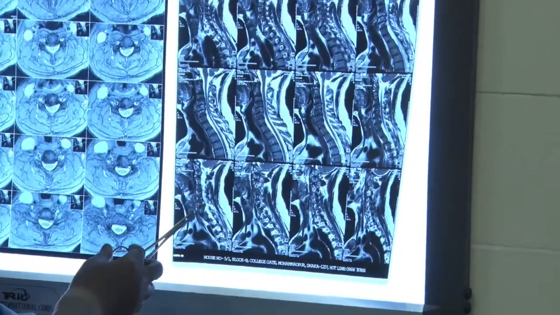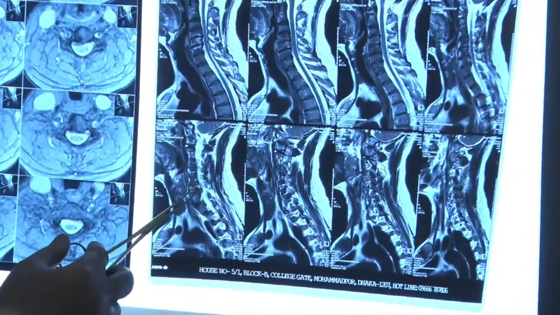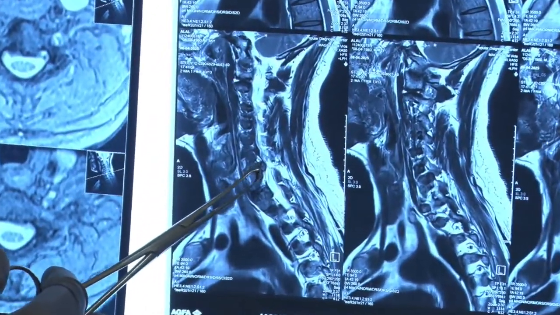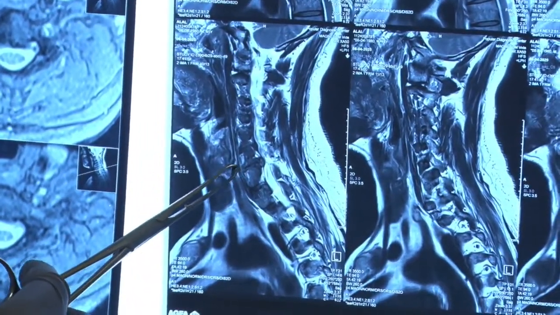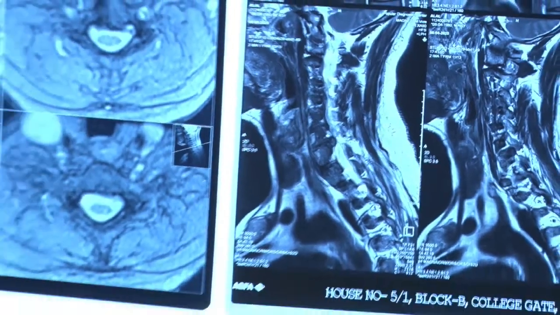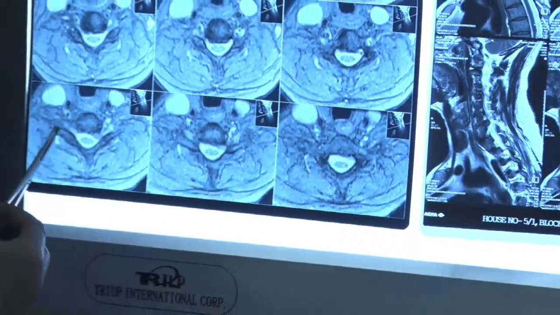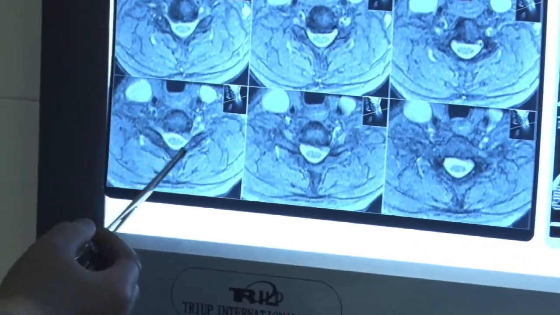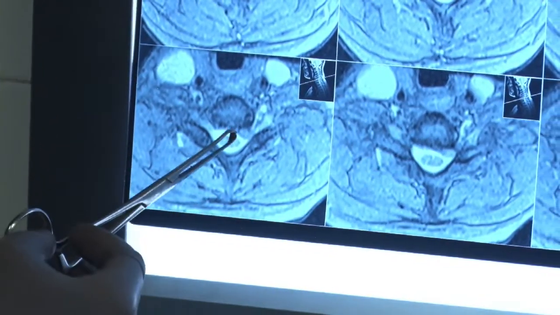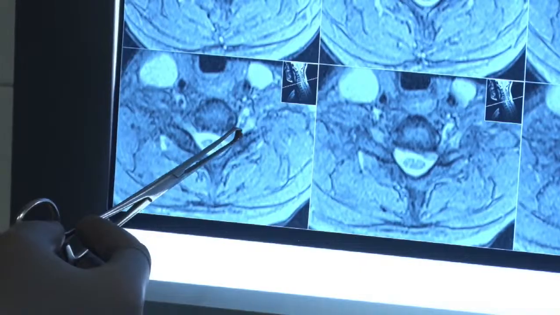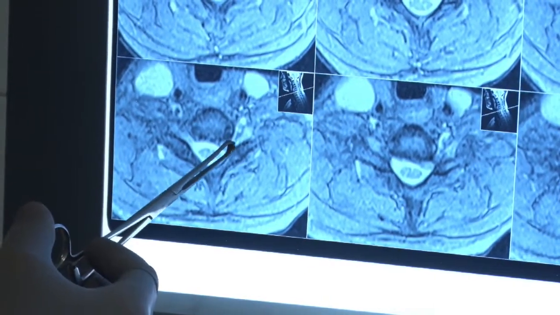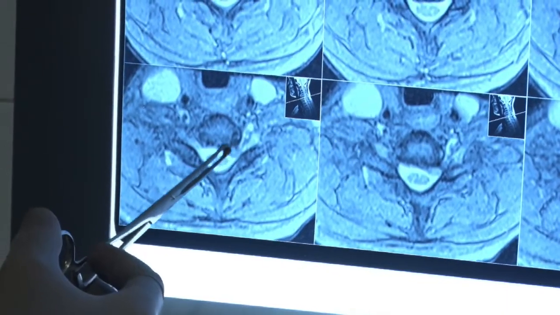At the left lateral foraminal view, you can see there is a disc at the foramen. Then if you see the axial image at the same level, C6-7, this is the disc. And this disc is compressing the exiting root, and this root is creating the problem.